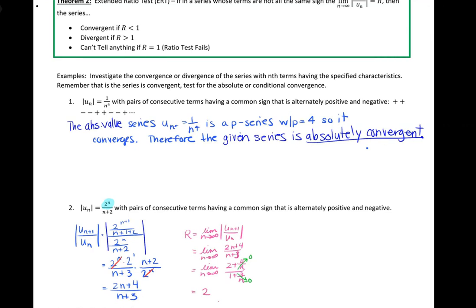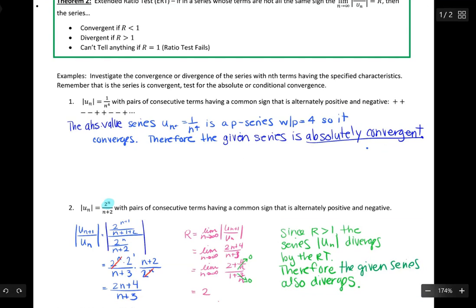Now we're going to go ahead and write that out in a sentence. So our sentence, something like this: since r is greater than 1, the series absolute value of u sub n diverges by the ratio test. Therefore, the given series also diverges. And there's number 2, and that is lesson 20.9.